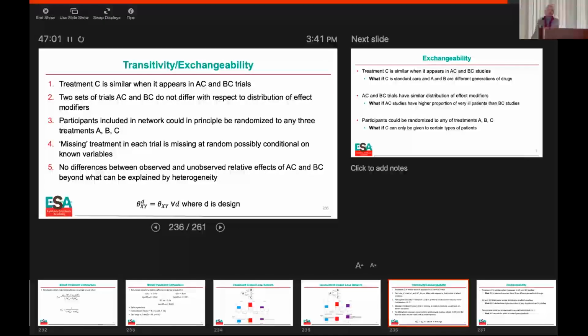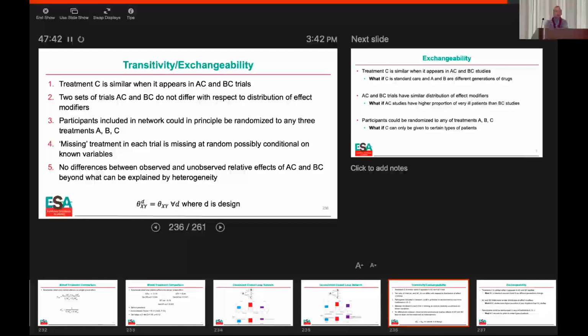Another way of thinking about this is that two sets of trials, AC and BC, do not differ with respect to their distribution of effect modifiers. In other words, the factors that might lead to treatment interactions might be different in those sets of trials. One set of trials might be done in older patients, one in younger. If those are different, then you can also get problems with these assumptions. Another way of describing this assumption is that participants in the network could in principle be randomized to any of the three treatments. If they can't be randomized to some of the treatments, then some of the comparisons won't be valid because you won't be comparing the same types of people.